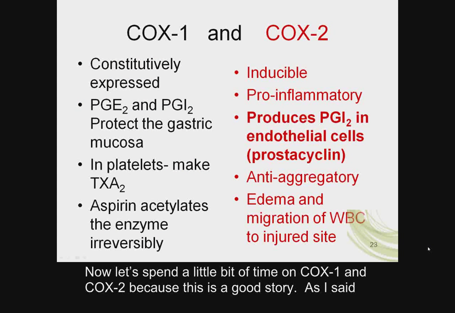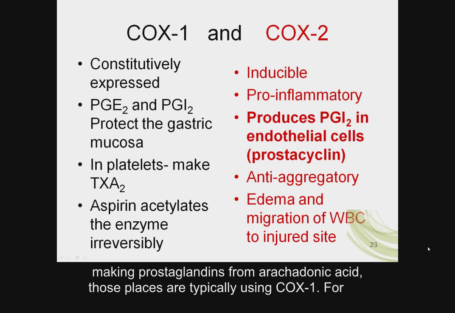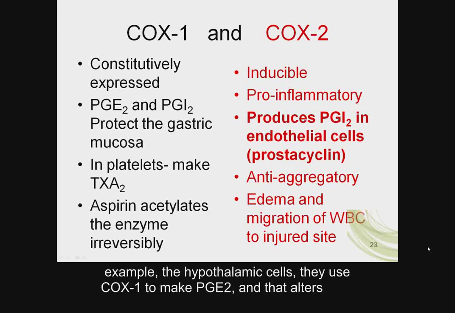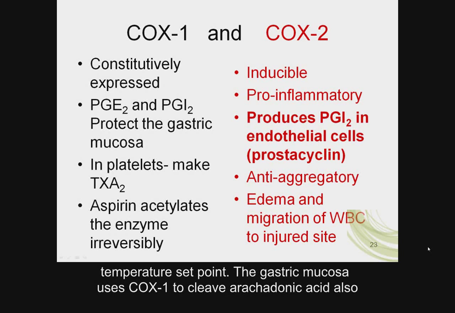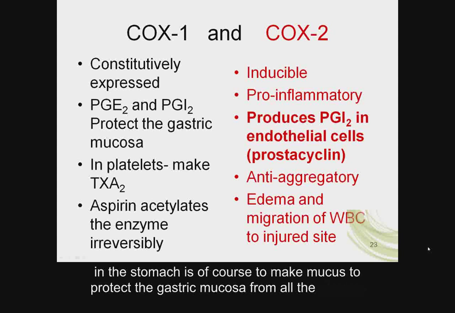Now let's spend a little bit of time on COX-1 and COX-2 because this is a good story. As I said before, COX-1 is constitutively expressed. That means wherever you are in the body that is making prostaglandins from arachidonic acid, those places are typically using COX-1. For example, the hypothalamic cells use COX-1 to make PGE2, and that alters temperature set point. The gastric mucosa uses COX-1 to cleave arachidonic acid into PGE2 and prostacyclin, shown here as PGI2. And the purpose of those prostaglandins in the stomach is, of course, to make mucus to protect the gastric mucosa from all the acid content.